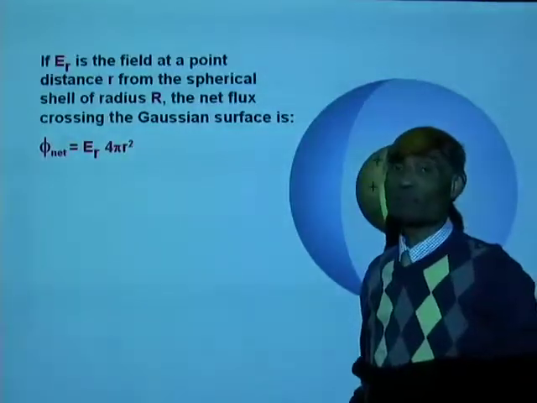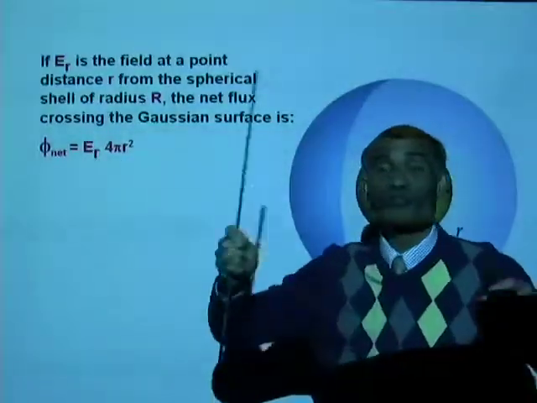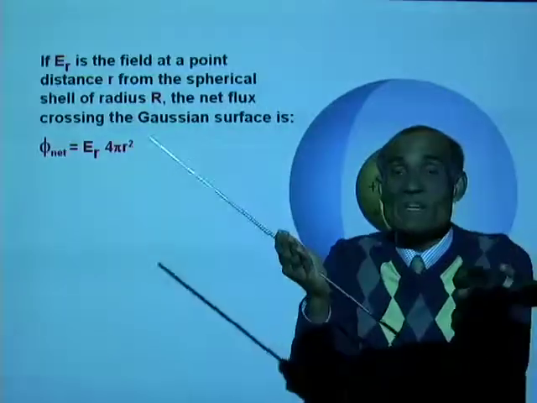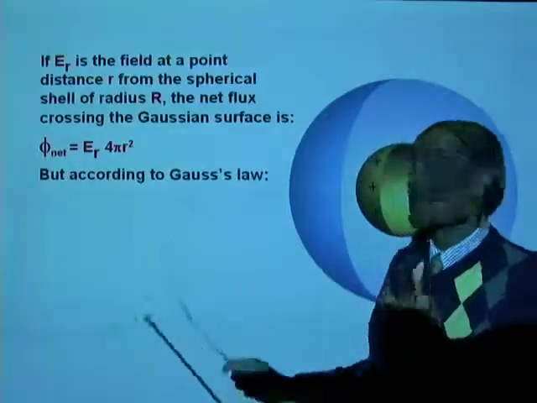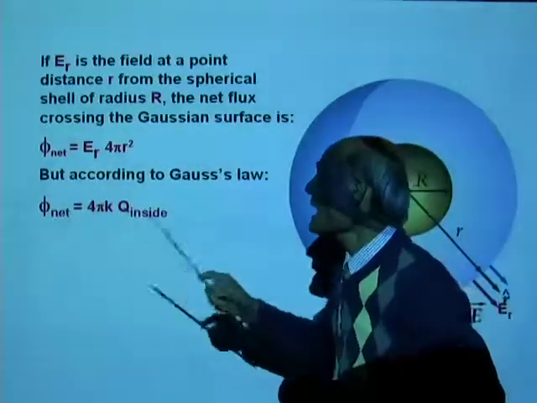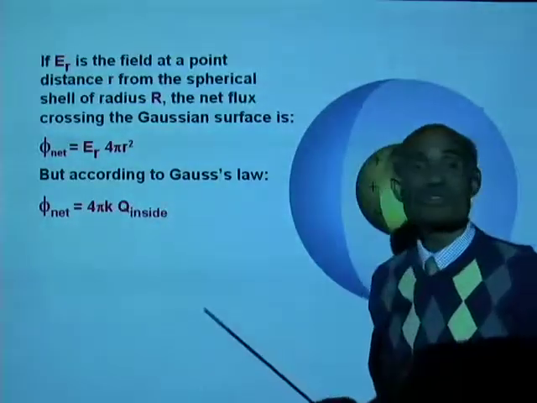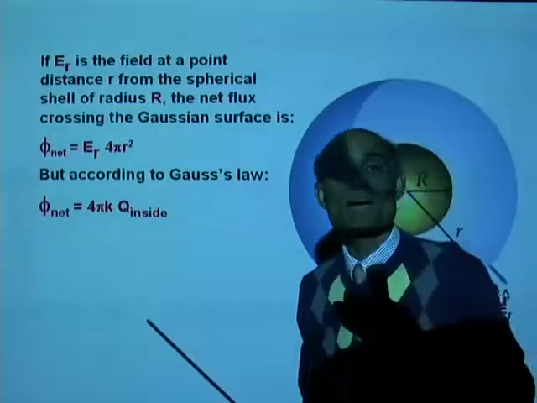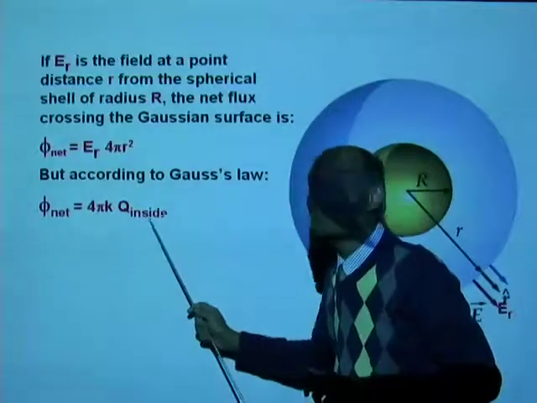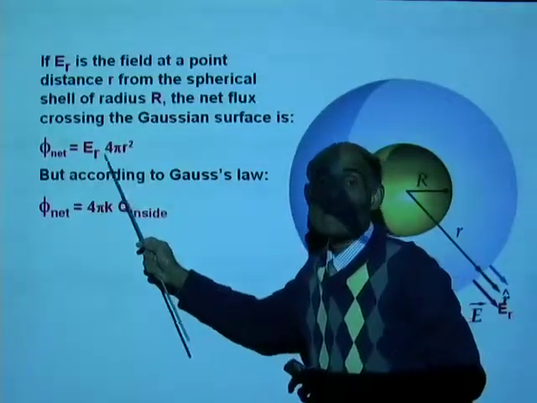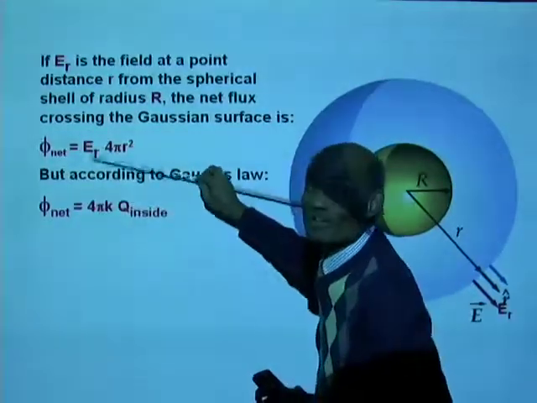Alright? Now, according to Gauss's law, this net flux must be equal to what? Must be equal to Q inside divided by epsilon naught. But according to Gauss's law, phi net must be equal to 4 pi k times Q inside, which is the same as Q inside divided by epsilon naught. In this case, this is more convenient because of the 4 pi in the phi net equation. Because these two are going to be equal, is that right?